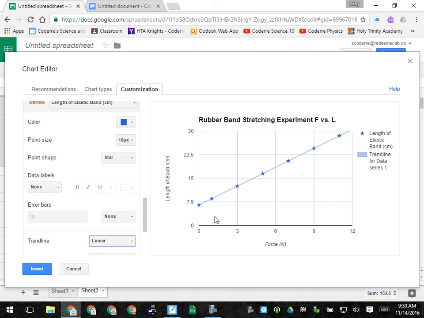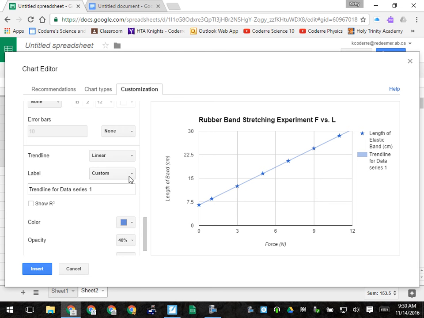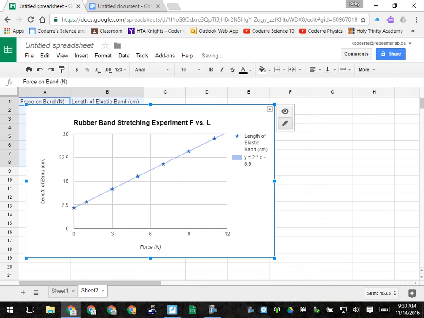Then I'm going to go down to trend line and click on linear. It draws the line. All the points are pretty much on the line. Now I want it to spit out the equation for me, which it does. It says that y equals 2 times x plus 6.5. So I'm going to click insert, and then we're going to look at what this graph is telling us. So b, which is called my what?